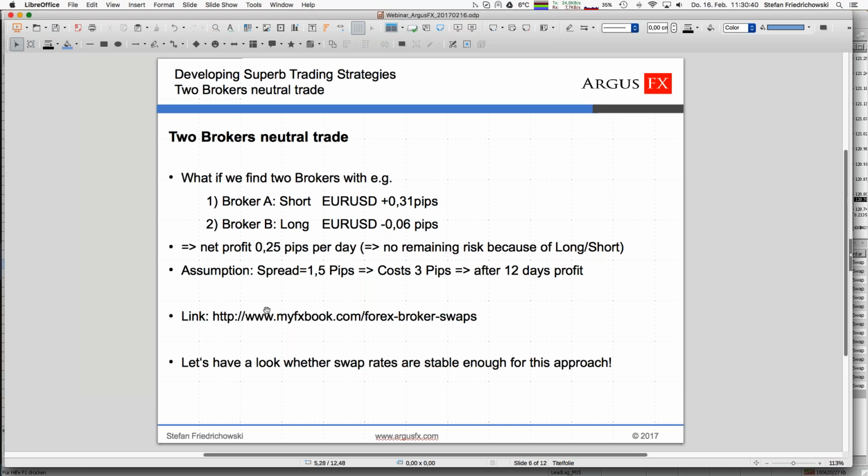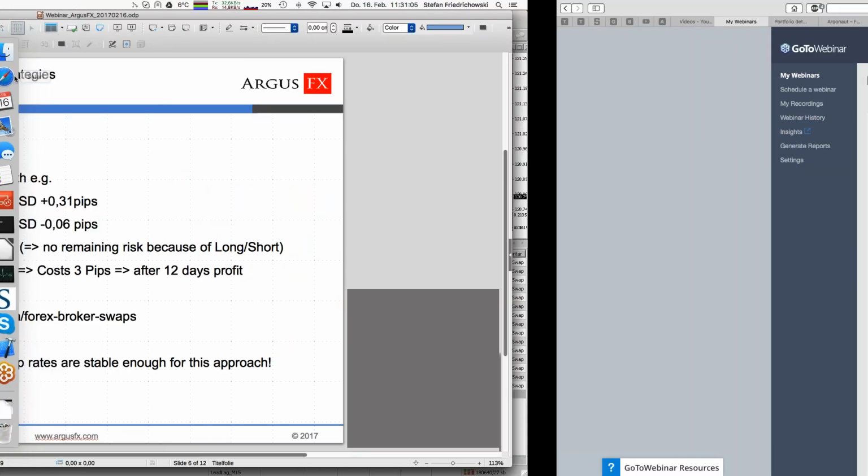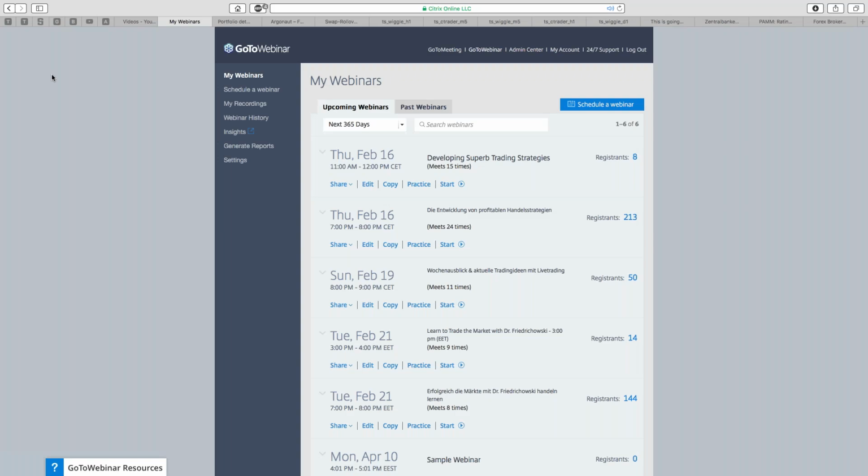But now here's the first link once again to my FX book, because there you have an overview of the swap costs. And let's look at that web page whether my assumptions here with those two brokers are possible, entering a short trade with 0.31 and entering a long trade with a charge of 0.06. And let's go to that web page here.